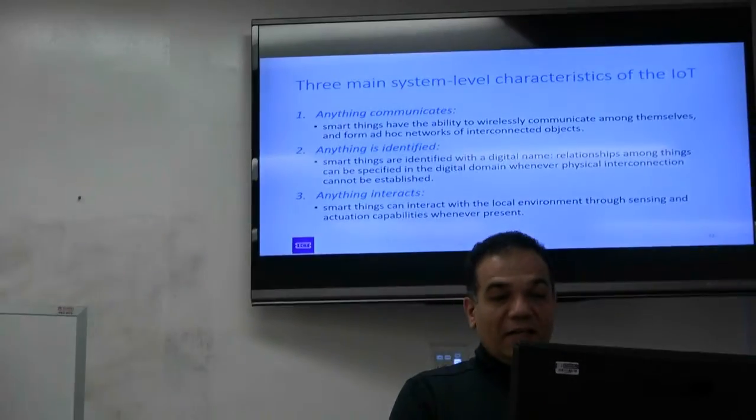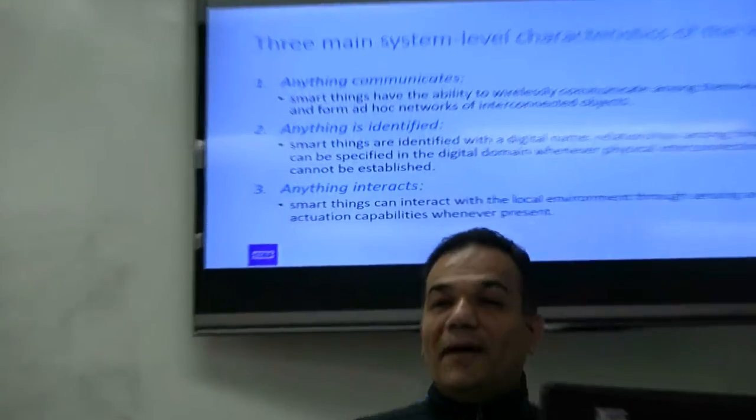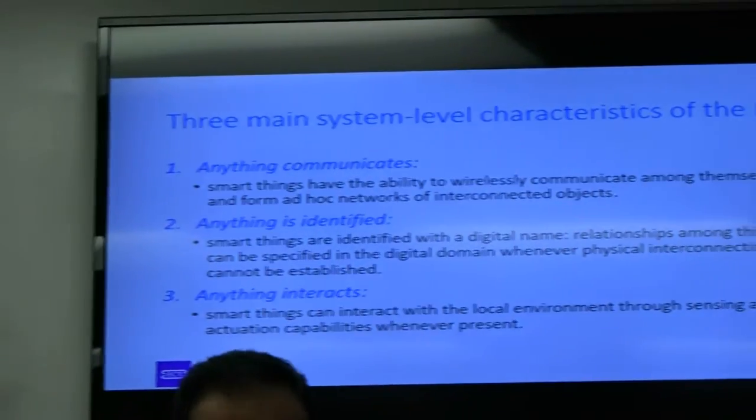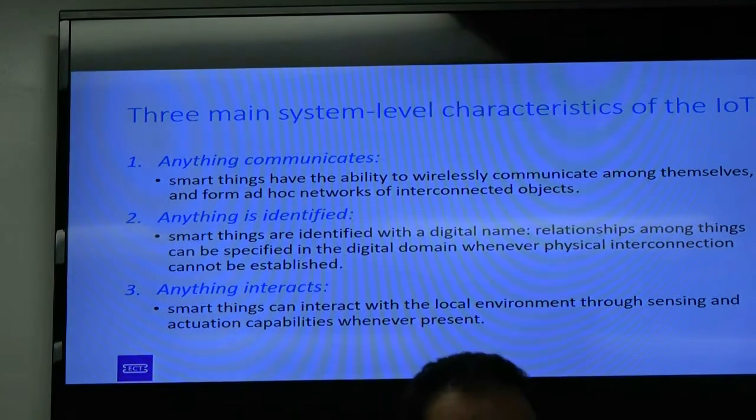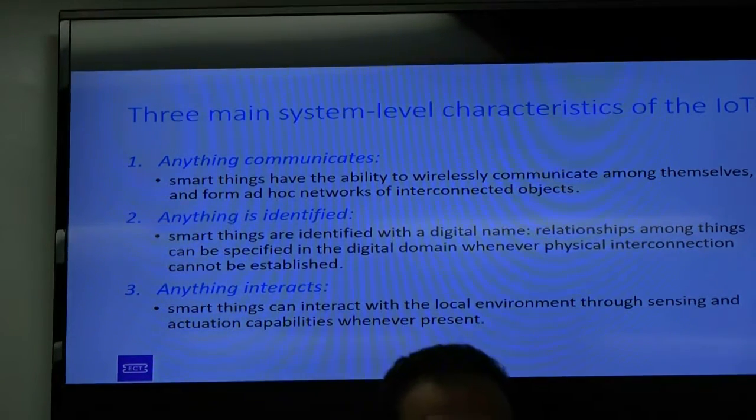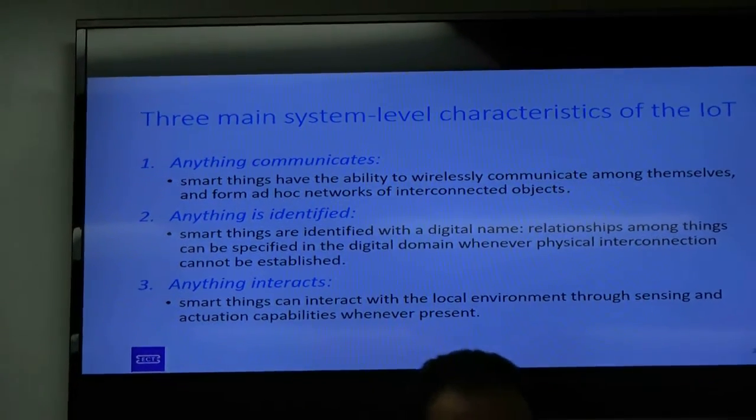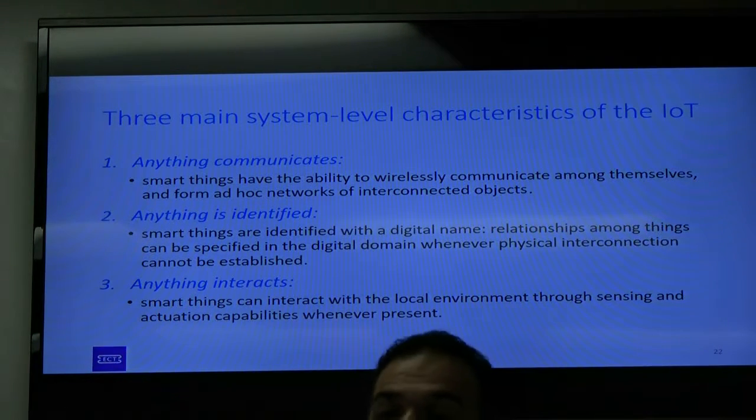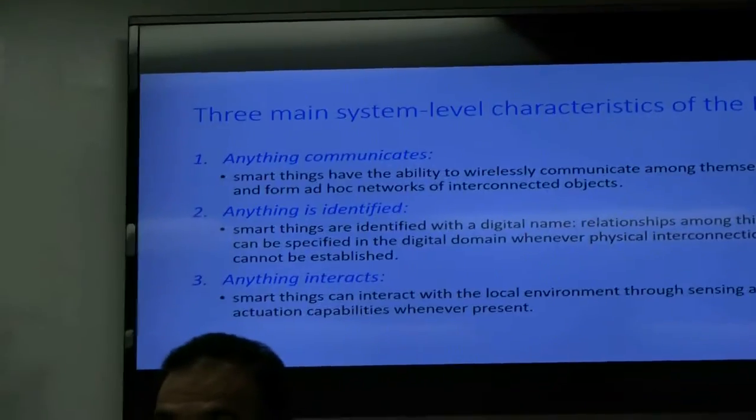Anyways, I have to go faster. So three main system level characteristics of IoT. We're talking about system level characteristics. Number 1, anything communicates. Smart things have the ability to wirelessly communicate among themselves and form ad hoc networks of interconnected objects. Anything has to communicate.